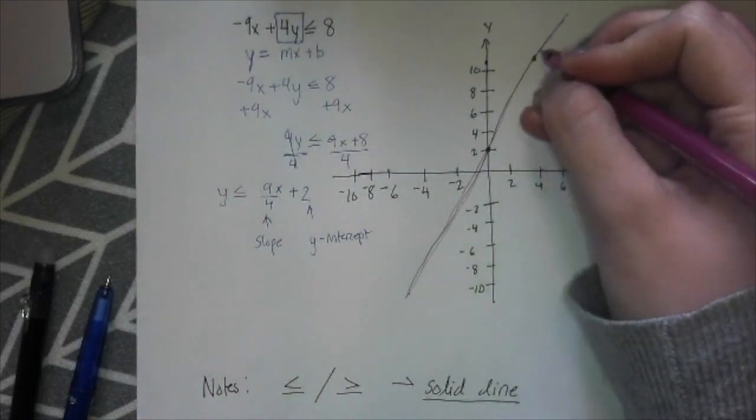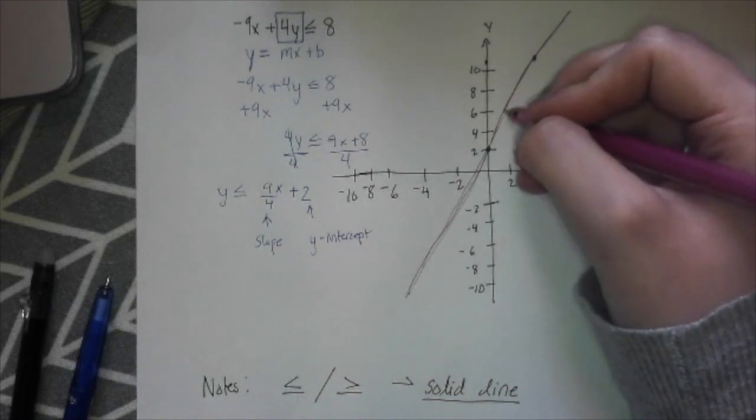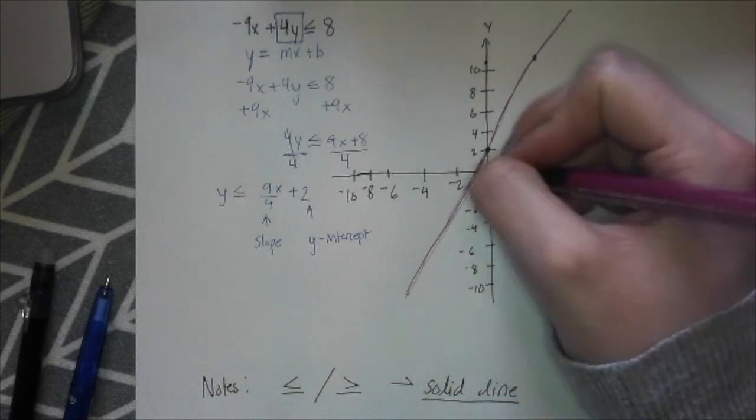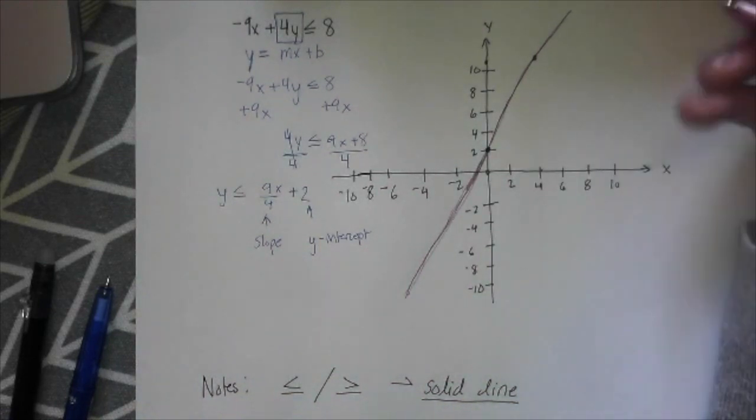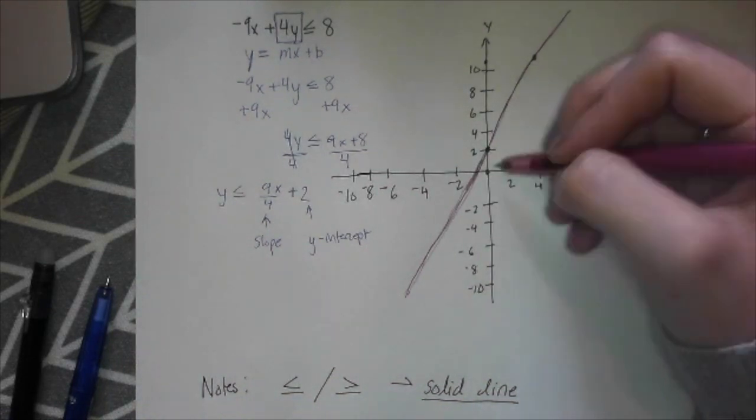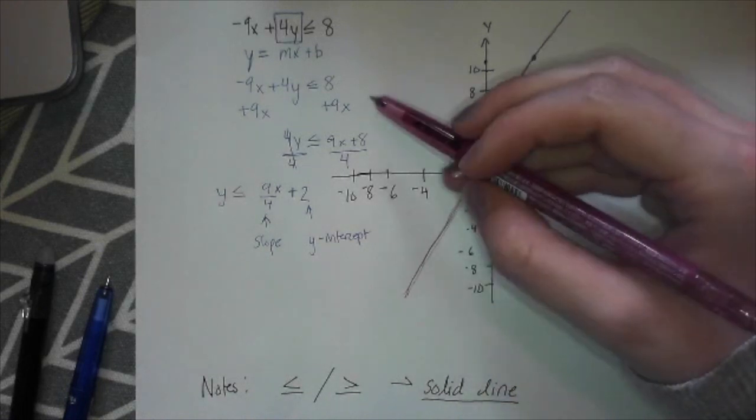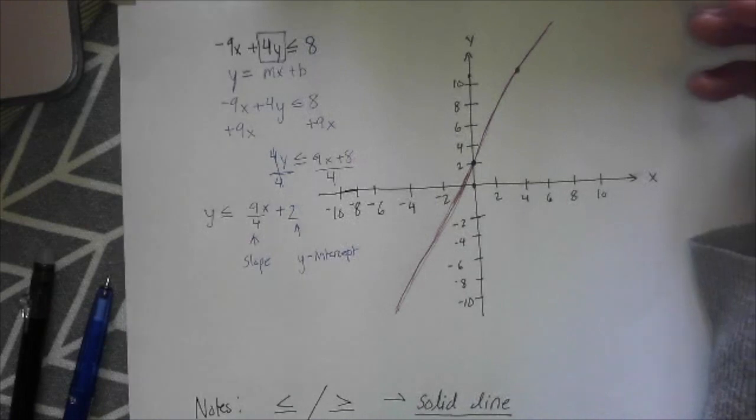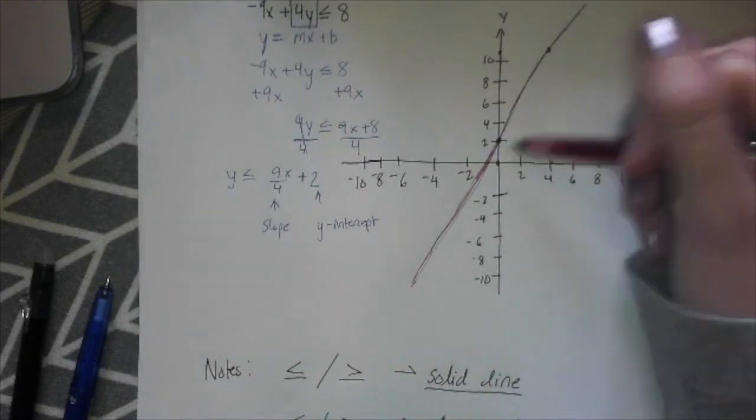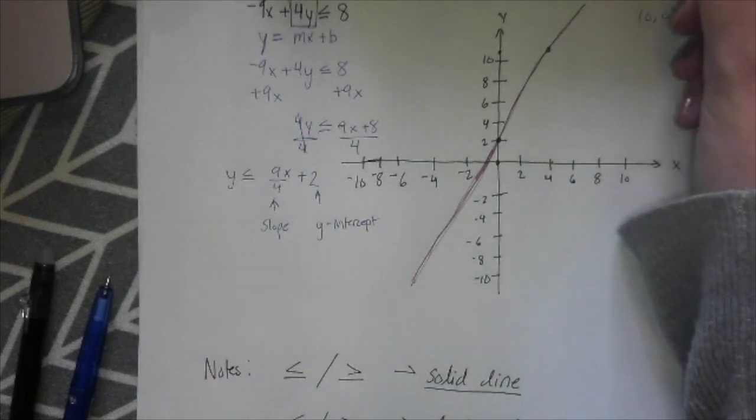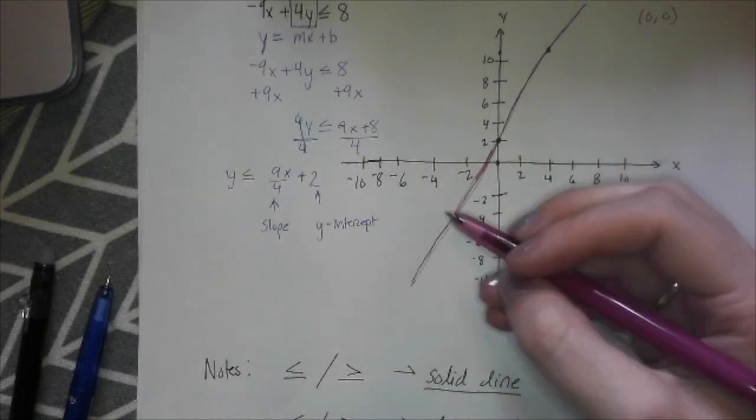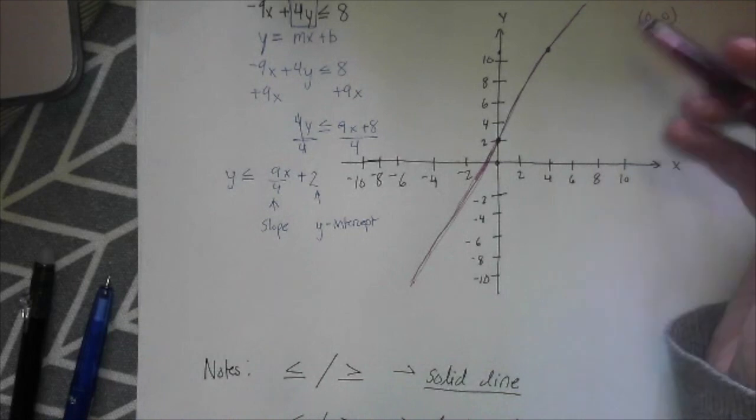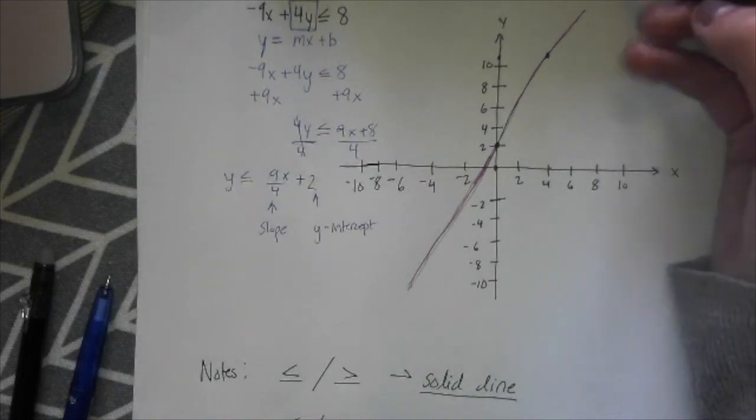To make sure that we understand where we're shading, I'm going to choose a test point. I'm going to choose the origin as our test point, so I'm going to plug in 0, 0. If 0, 0 makes this inequality true, that means we're going to shade this side of the inequality. If 0, 0 does not make this inequality true, then we're not going to shade this side, and we're going to see if the solutions on the other side make the inequality true.